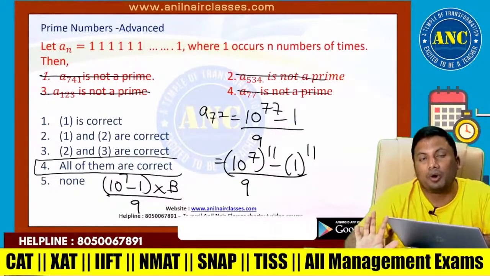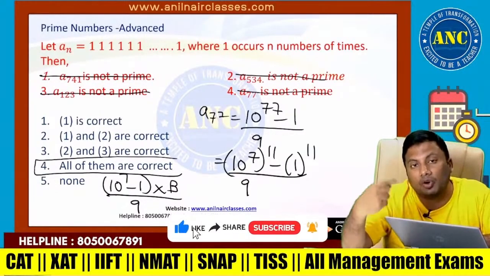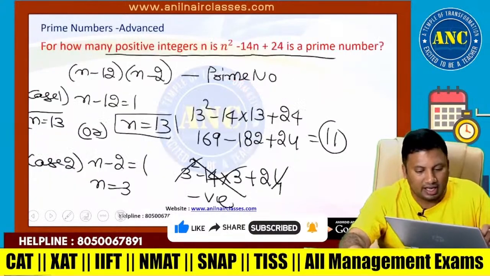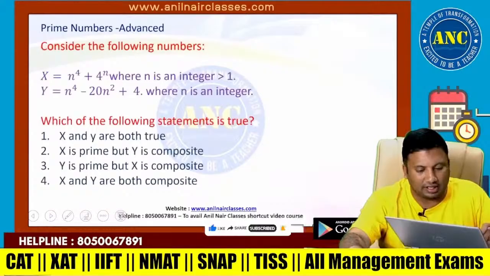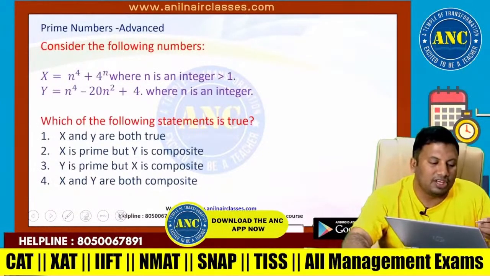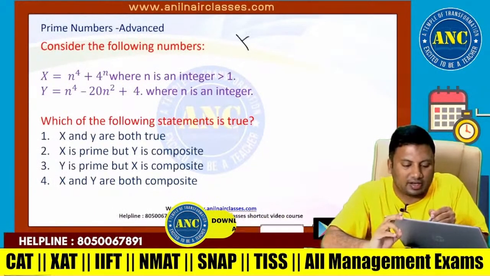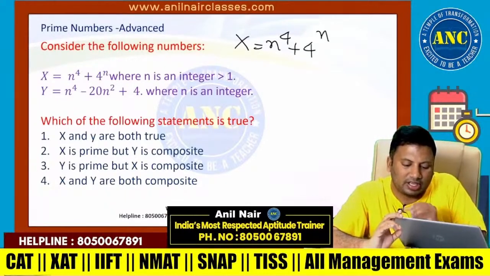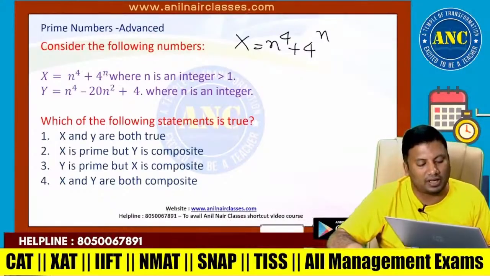Beautiful question. I hope you understood the concept of how to use a power n plus or minus b power n in detail. How to use this question, we have done it. Now, this we can also use. See, these are all very good level questions, sir. X is equivalent to n power 4 plus 4 power n.